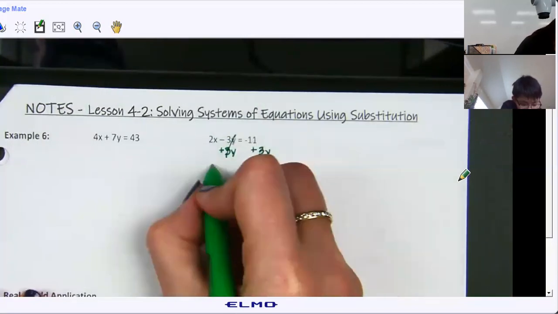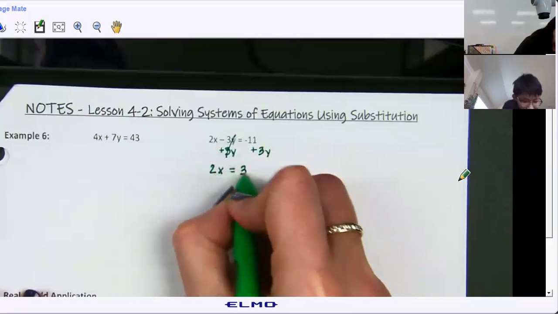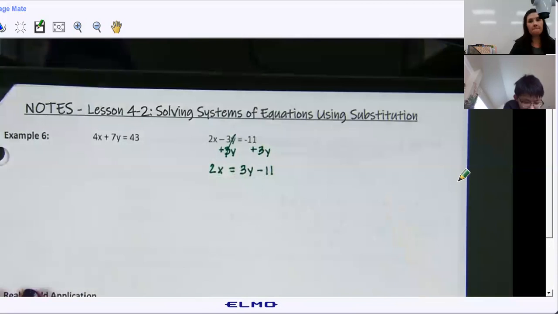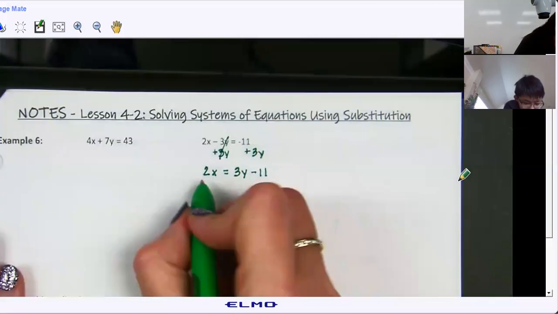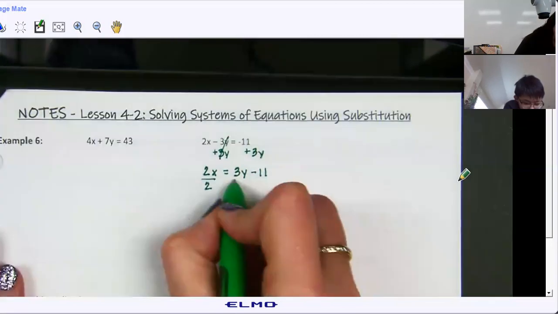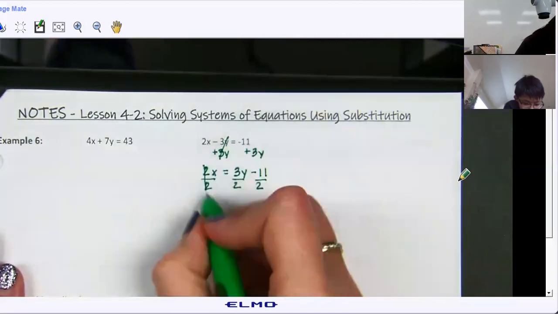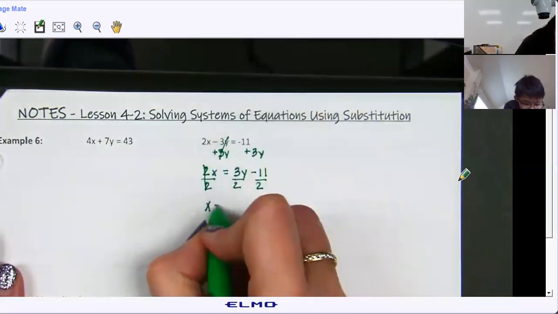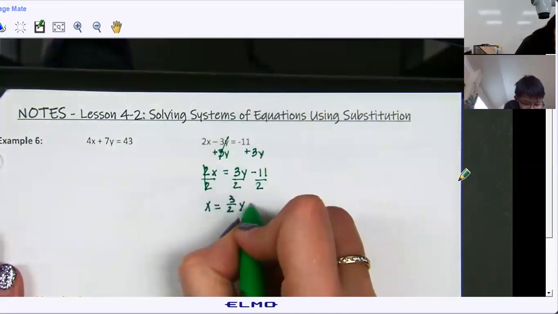And you end up with 2x equals 3y minus 11. And my x is not isolated yet. I still have to get rid of that 2. So I'm going to divide everything by 2. So x equals 3 halves y minus 11 halves.